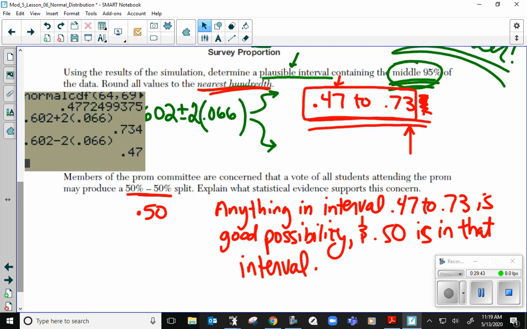Well, it's better because I wrote it, and in my mind, it seems better because I understand it. But you could have written it one of a million different ways. Anything in the interval from 0.47 to 0.73 is a good possibility. And 0.50 is in that interval.